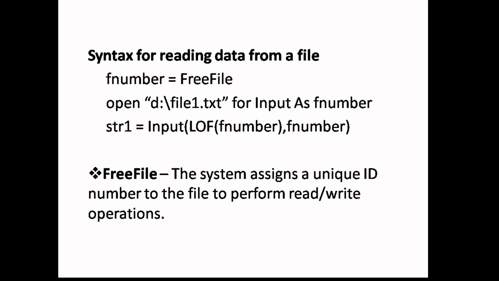And then if you want to read the contents from a file, this is the syntax. F number equal to FreeFile. So this is the standard representation that uniquely identifies the file by randomly assigning some number. That will be done by the system. And then Open d:\file1.txt, that we have already mentioned for creating the file. The same file we are going to read. So For Input As f number.